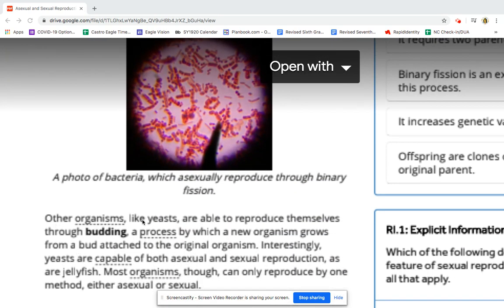Other organisms, like yeasts, are able to reproduce themselves through budding, a process by which a new organism grows from a bud attached to the original organism. Interestingly, yeasts are capable of both asexual and sexual reproduction, as are jellyfish. Most organisms, though, can only reproduce by one method, either asexual or sexual.